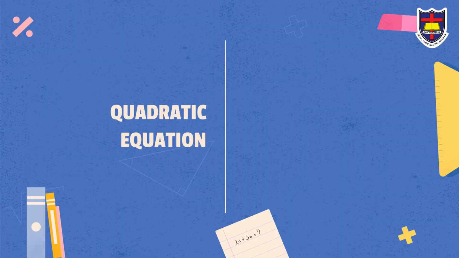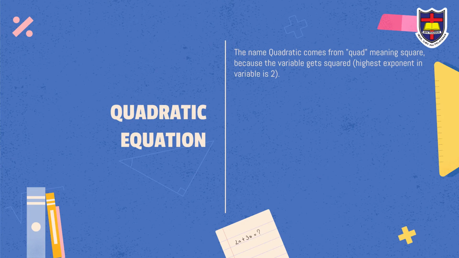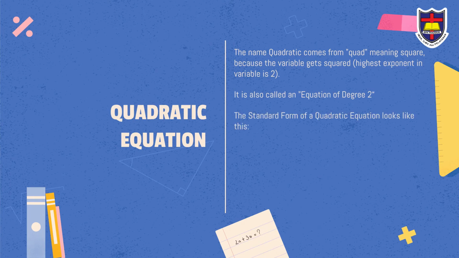Okay, so what is quadratic equation? The name quadratic comes from quad, meaning square, because the variable gets squared. So the highest exponent in the variable is 2. It is also called an equation of degree 2.